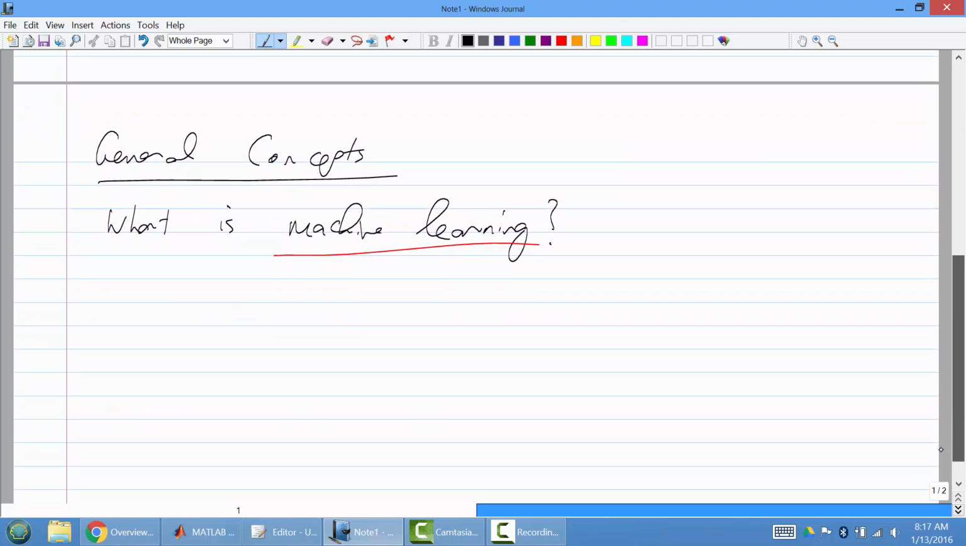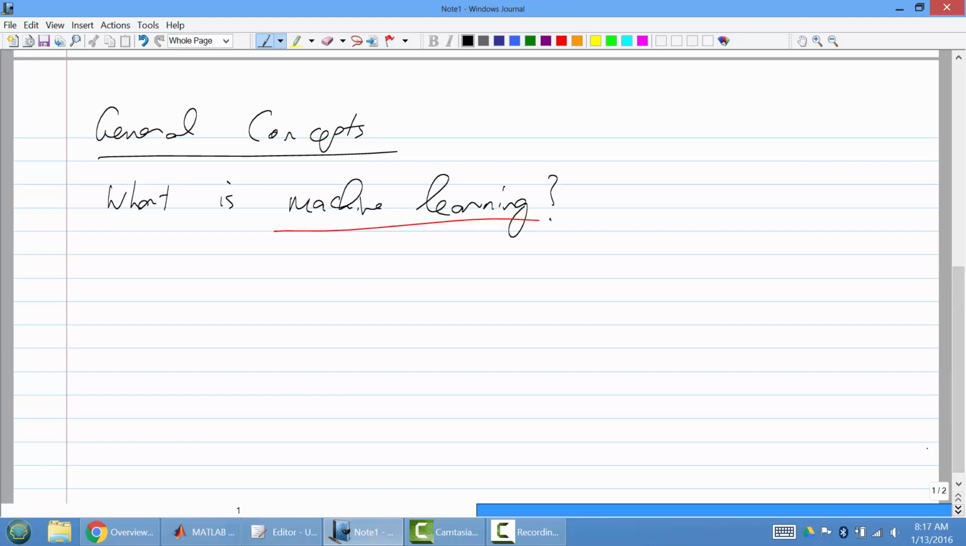Okay, so general concepts. So you've heard machine learning. It's a buzzword that's floating around. So what exactly is machine learning? What is the actual topic? There are many different versions of the definition that you might hear, but the two that stand out for me about machine learning are as follows.